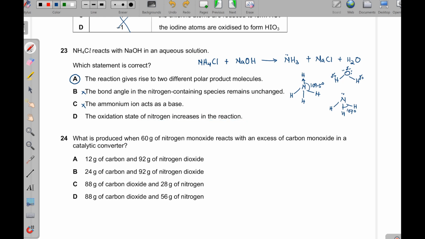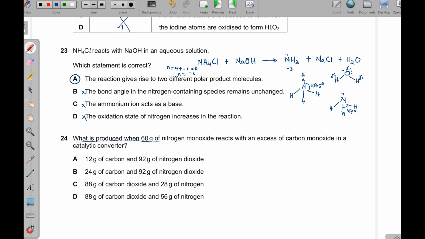And then the oxidation state of nitrogen increases in the reaction. The oxidation state of nitrogen here is -3, and then here it is also -3. It doesn't change. Let's prove. This one is N, then plus 4 times 1, then plus -1 for chlorine. Then we equate this to 0. And then 4 minus 1 will give you -3. So you see that the oxidation state doesn't change. So that's why this one is wrong.